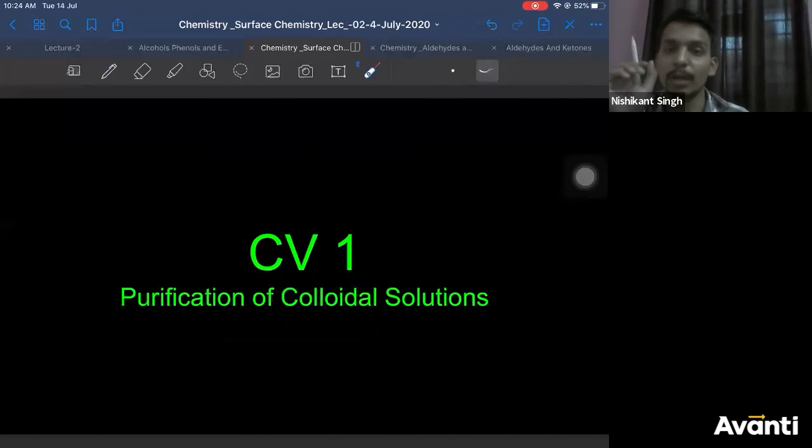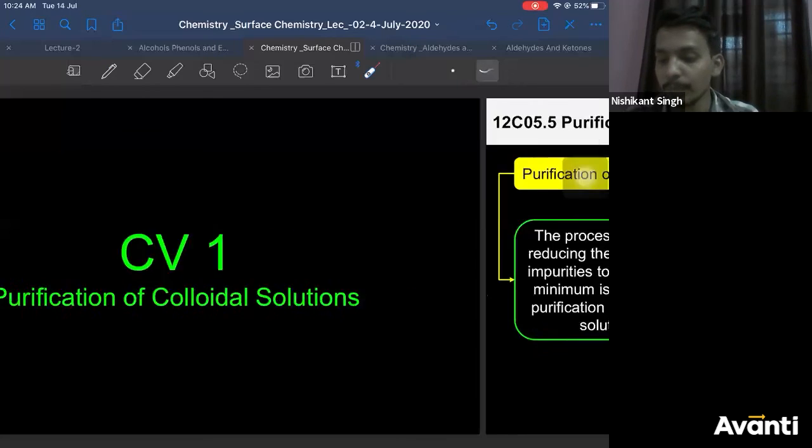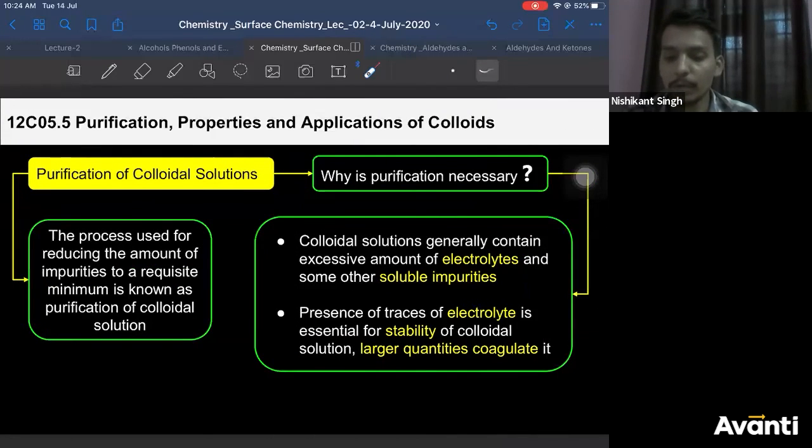We'll discuss one method. Obviously, Aditya. So purification of colloidal solutions. Why is purification necessary? Obviously, blood purification is necessary. Blood is a colloid only. Right? It contains minute ions, calcium, phosphate. Right? There are minute ions present in your blood, which forms a colloidal solution. Now, the process used for reducing the amount of impurities is known as purification of colloidal solution.